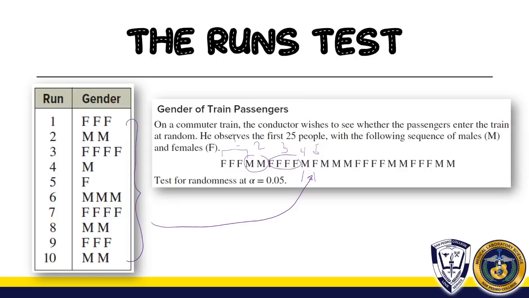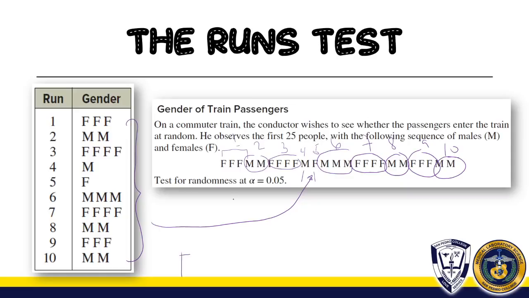So for us to double check if there are really 10 runs here in our data. Here, this is the 6th. Here, the four F's again, this is your 7th. Two M's, this is your 8th. Three F's, this is your 9th. And the last two is your 10th run. So, is what is in the table on the left side correct? Yes, it is correct. So, I hope you understood, kids.